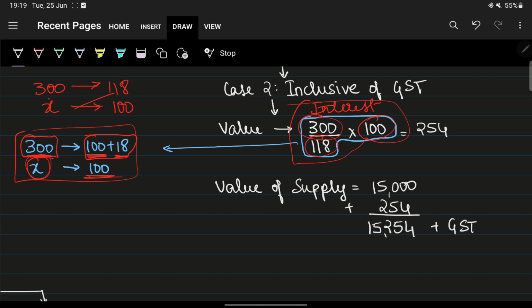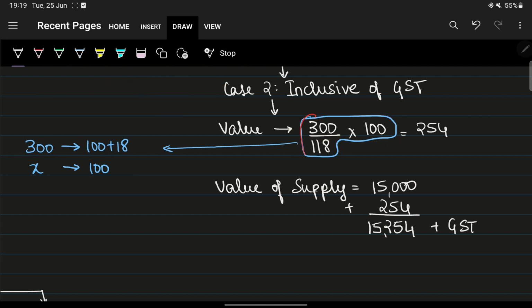Now just solve for X, just cross multiply and solve for X. That 300 will come up, this 118 will go down here, right? 100 will get multiplied with 300, divided by 118. Okay, so this is how you calculate when they have given any amount that is inclusive of GST. After solving this, you will get 254.